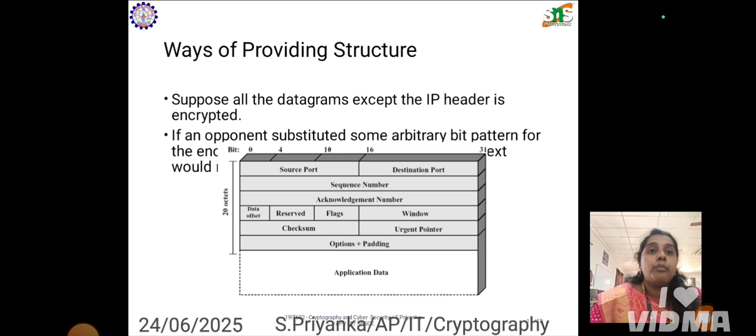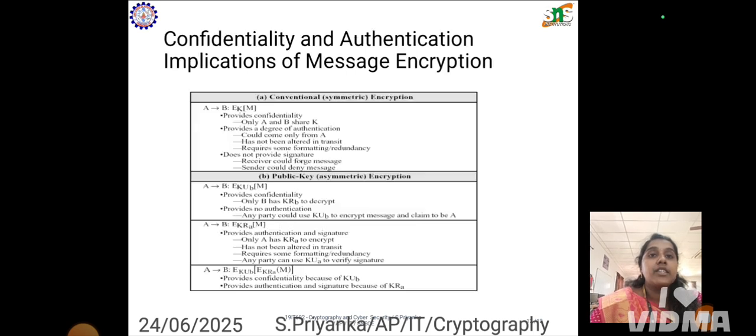Next comes the ways of providing structure. Suppose all the datagrams except the IP address header are encrypted. If an opponent substitutes some arbitrary bit pattern, this diagram represents the way of providing the structure. Here it mainly consists of source port, destination port, then sequence number, acknowledgement number, data offset, and reserved, flags, window, checksum, urgent pointer, then options, padding, then application data, etc.